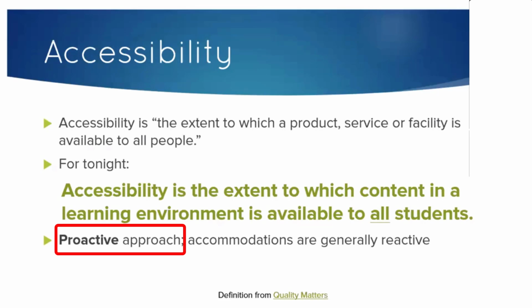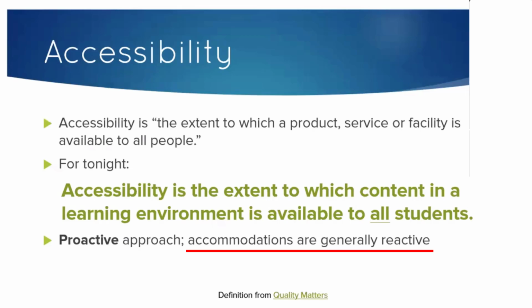So this is really a proactive approach, meaning that even if there's not someone with a disability in your class, it's still accessible for them if there was someone to come into the class. And we usually talk about accommodations, and those are generally really reactive measures. Usually an accommodation will be provided upon student request, and there may be some sort of delay in providing the accommodation. So we want to go more towards the proactive approach where possible. Obviously, accommodations are necessary in some situations.